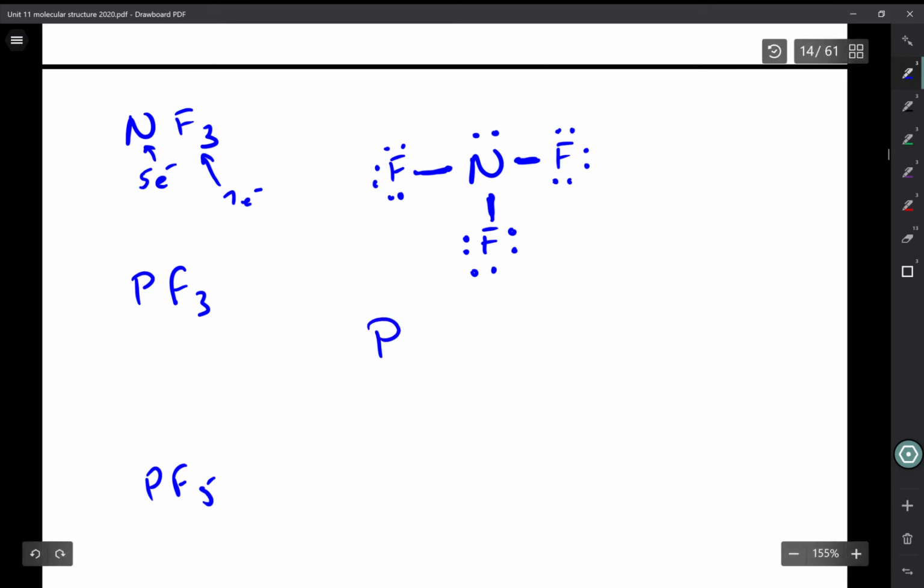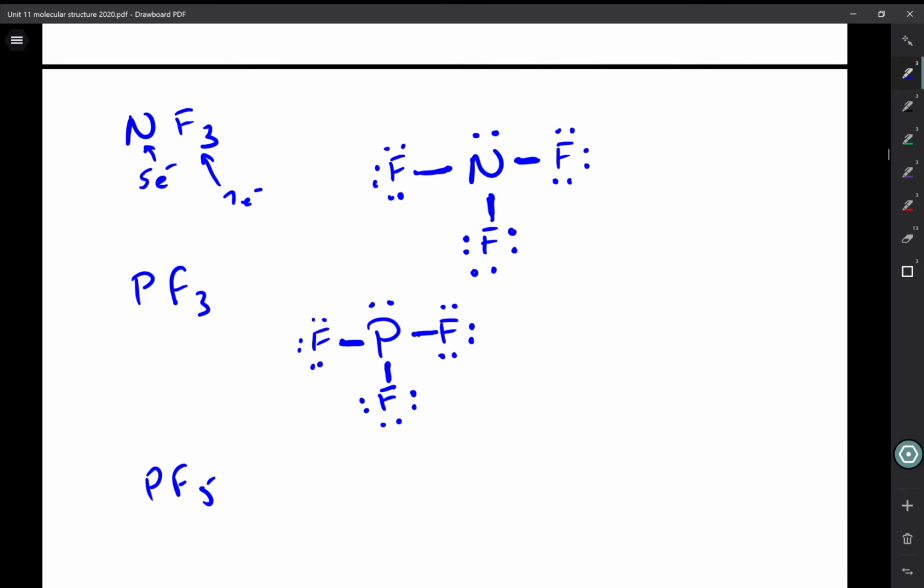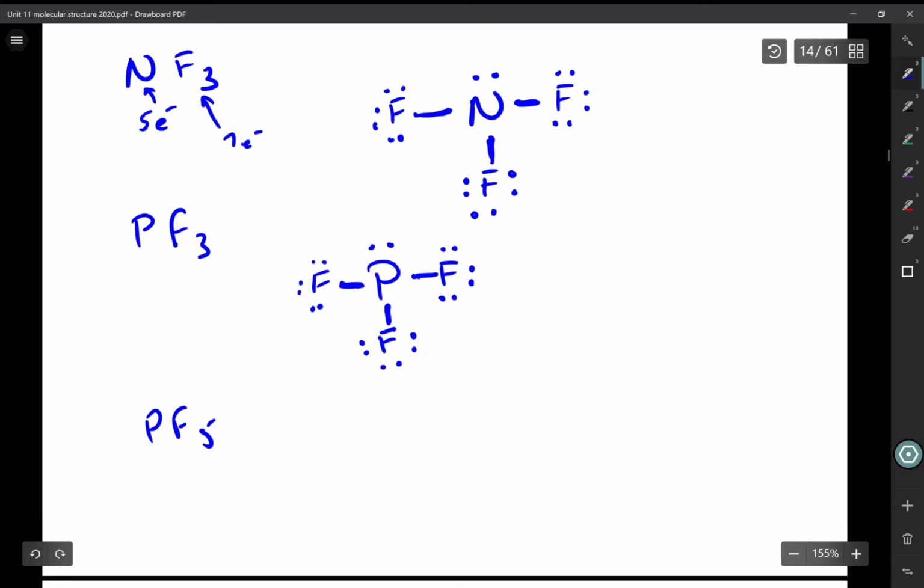All right, you got phosphorus with its 5 valence electrons, and then three fluorines, each with 7 valence electrons. All right, there you go. So those both satisfy the octet rule. They have 8 electrons. All right, so normal stuff.